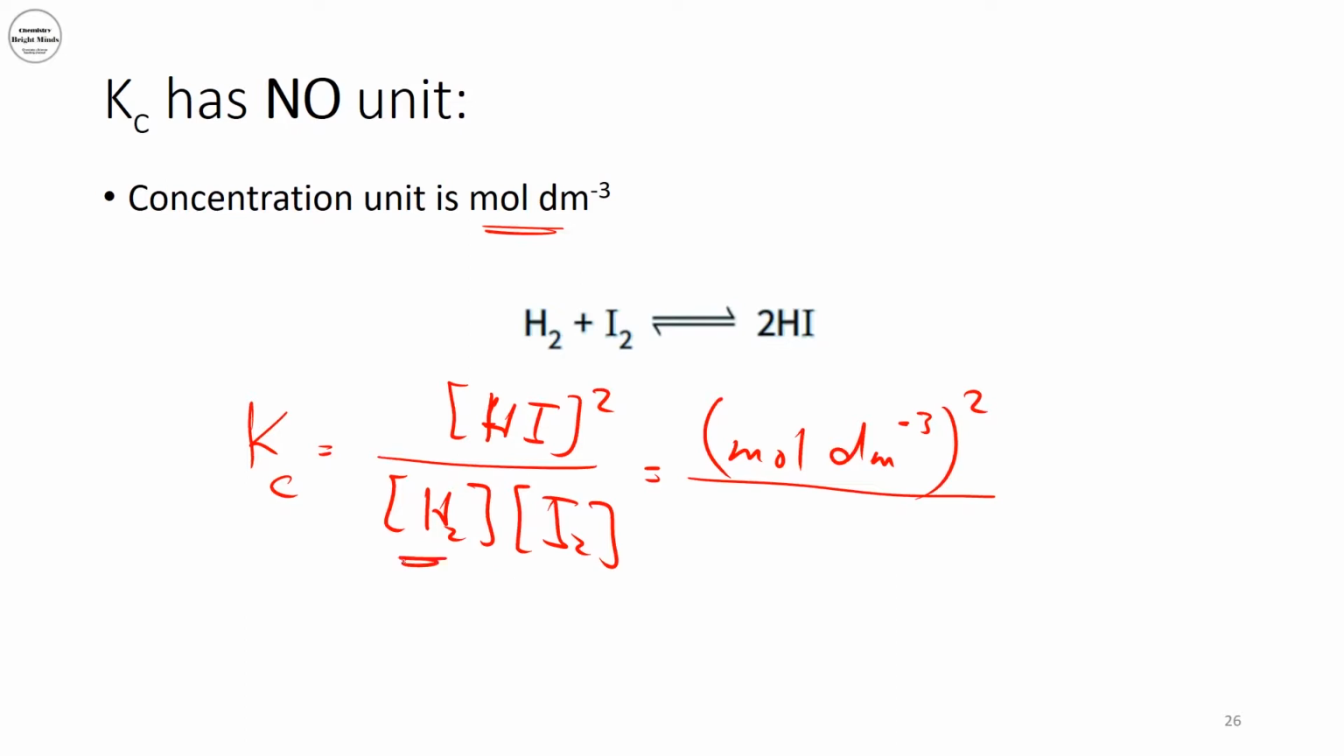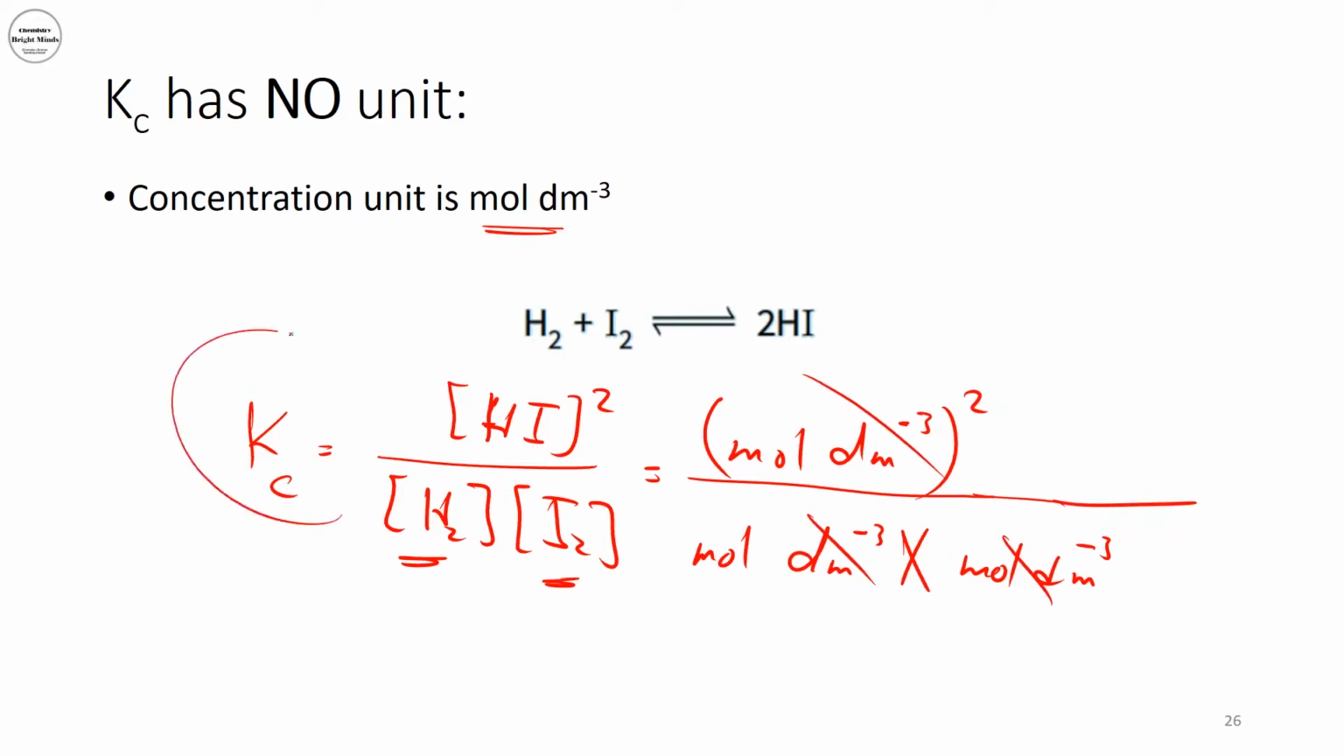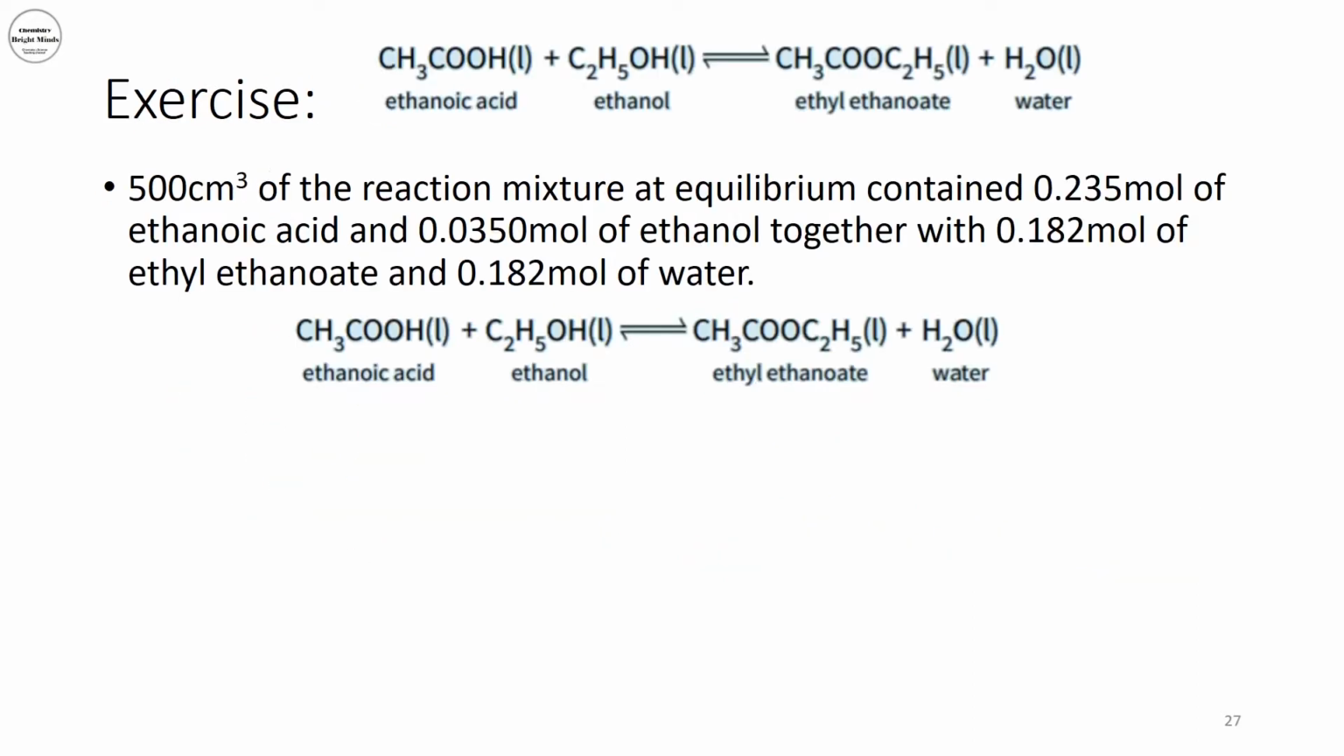And down here I have also 2 units of concentration, mole decimeter minus 3, multiplied by mole decimeter minus 3. So in here you could see they cancel each other, and for that my equilibrium constant has no unit. Now let's look at this exercise.